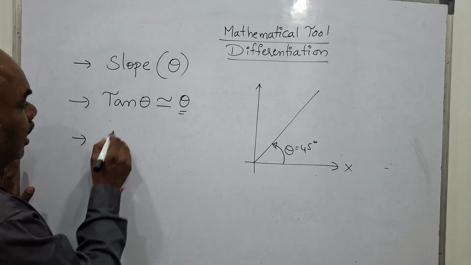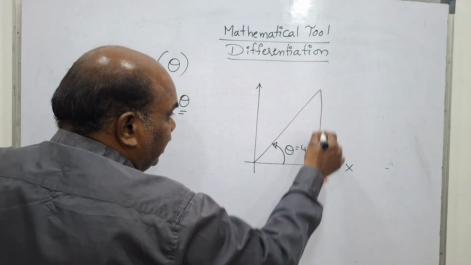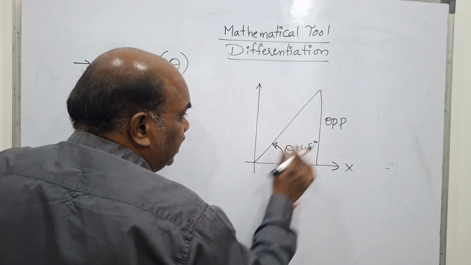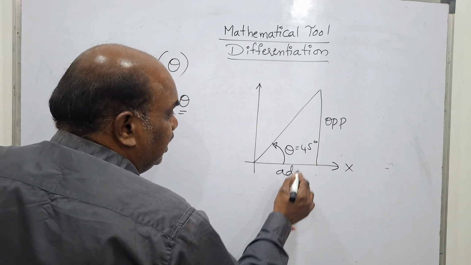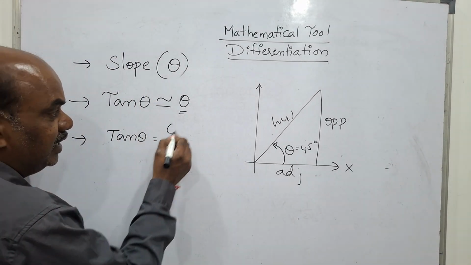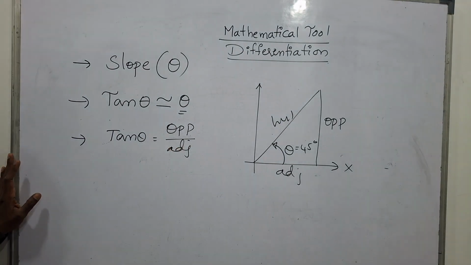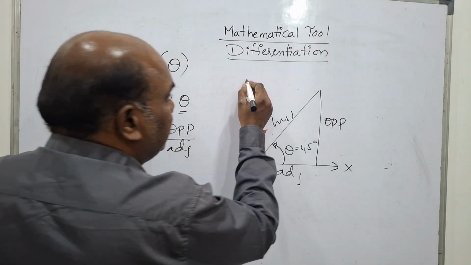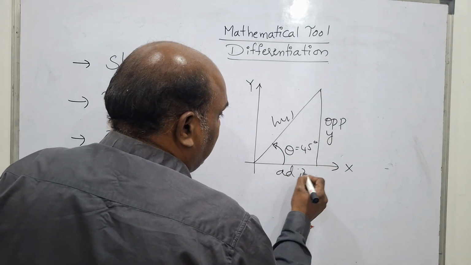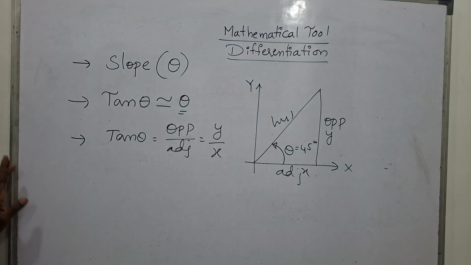How to calculate theta? Tan theta is equal to, let us consider a right angle triangle. This is theta, this is the opposite side of theta, this is the adjacent side, and this is the hypotenuse. How to find tan theta? Tan theta is equal to opposite side by adjacent side. This is the slope. Simply you can say this is the y-axis, this is the x-axis. That means this is the y coordinate, this is the x coordinate. Simply you can write it as y by x. Tan theta is simply y by x.